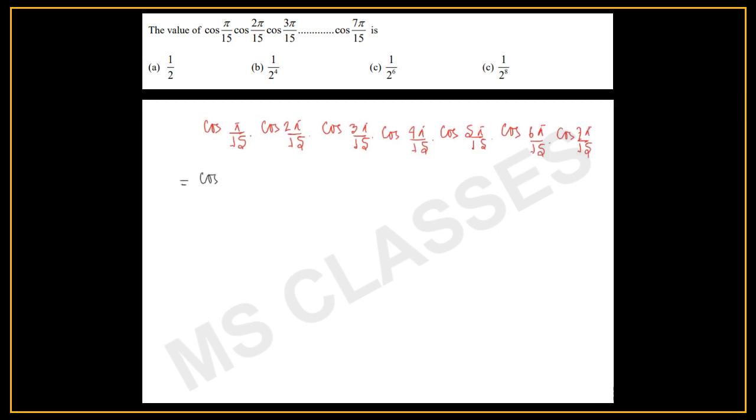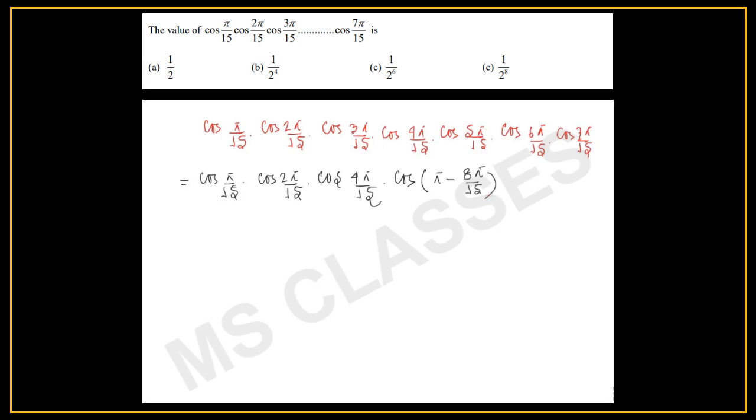cos pi by 15. Next, we look for cos 2 pi by 15, which we have. Next, we look for cos 4 pi by 15, which also we have. Next, we look for cos 8 pi by 15, which it seems that we don't have, but we can express it using 7 pi by 15, and we can bring 8 pi by 15. So you can see that we can form a pattern with this.